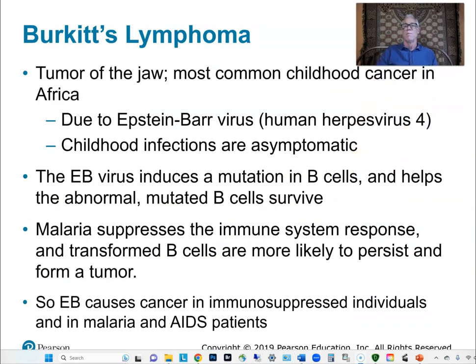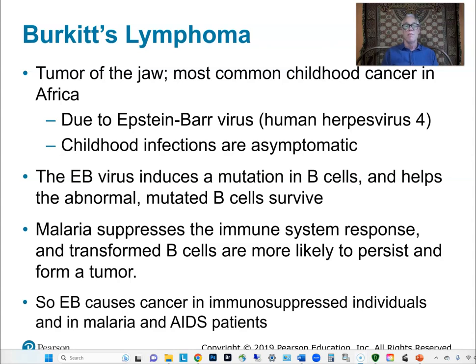Burkitt's lymphoma. It's a B-cell cancer. Forms typically in the jaw, the mandible, in school-aged children in Africa. And it's due to Epstein-Barr virus, human herpesvirus 4. Most people have gotten Epstein-Barr virus infections and have childhood infections which are asymptomatic, but we'll come back to that in just a bit.